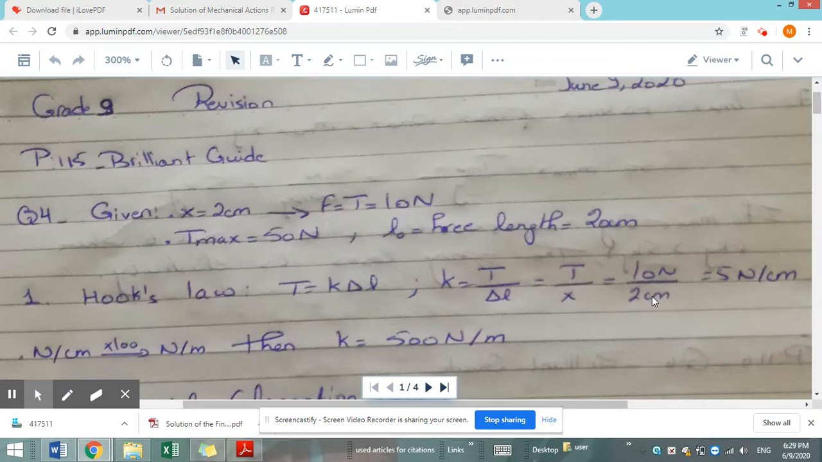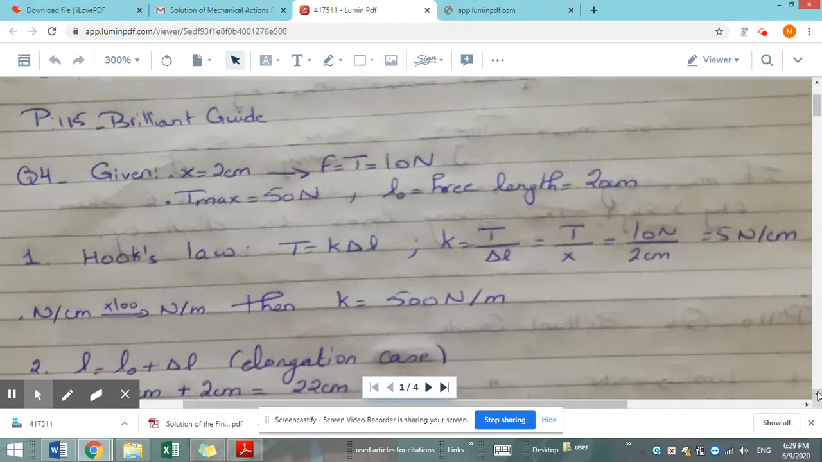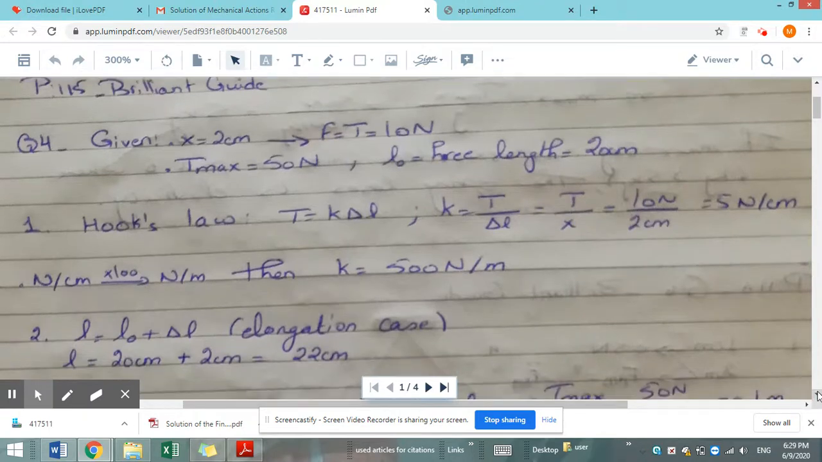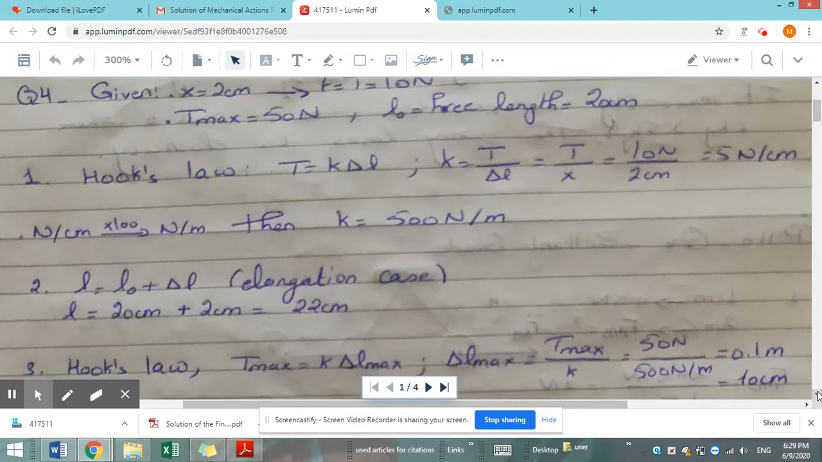However, they asked us to calculate it in Newton per meter, which is the SI unit. In order to convert from Newton per centimeter to Newton per meter, we have to multiply by 100. Then K becomes 5 times 100 is 500 Newton per meter. In part 2, determine the length of the spring in this case. The new length after elongation.